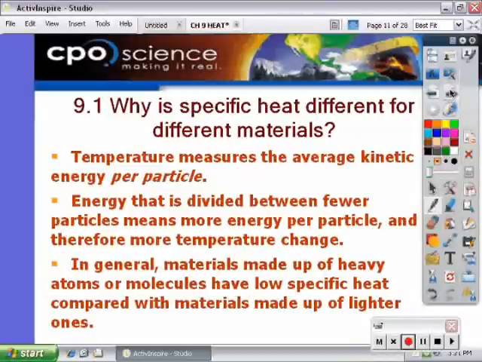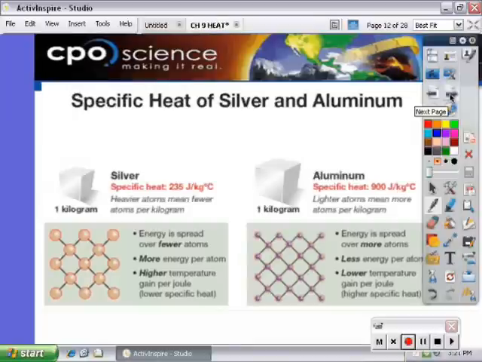Specific heat is different for different materials. Temperature measures the average kinetic energy per particle. Energy that is divided between fewer particles means more energy per particle, so you don't have to share as much for as many, and therefore more temperature change. In general, materials made up of heavy atoms or molecules have low specific heats compared with materials made up of lighter ones. On the next slide, it shows you a diagram of silver versus aluminum.